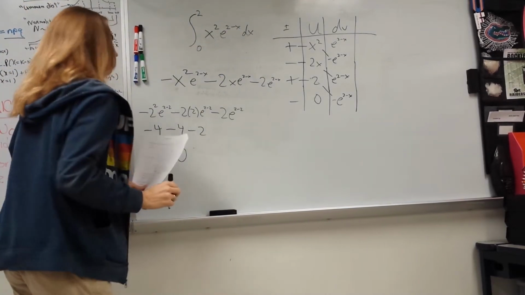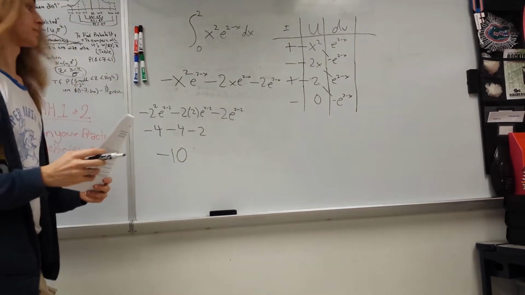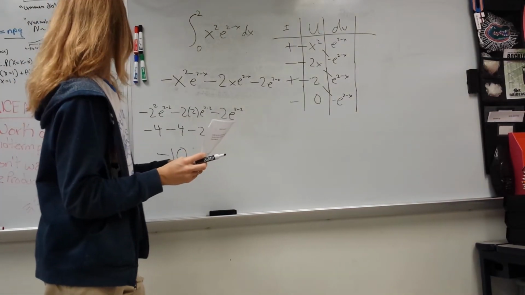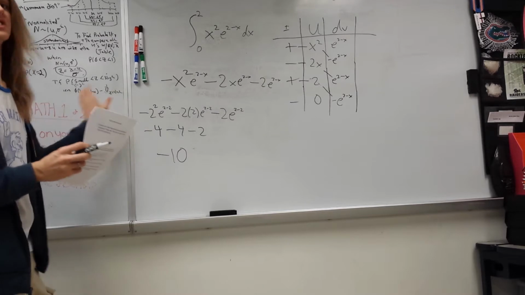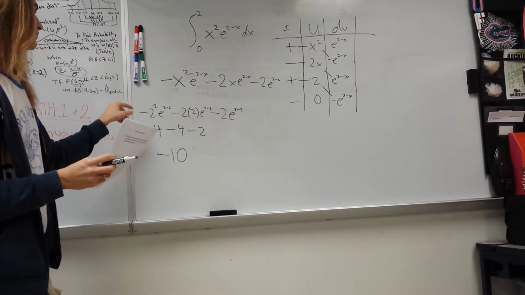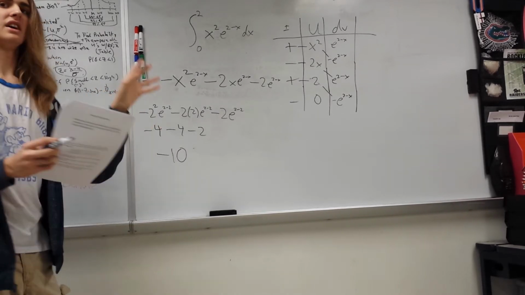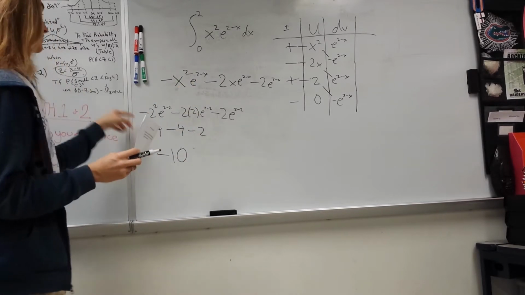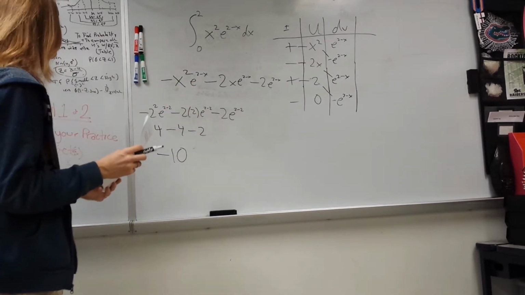Wait, isn't the first one positive though, because it's 2 squared, right? There's a negative outside. It's not all together, it's just minus x squared. So x squared is 4, so it's minus 4. Negative 10 is the exact.